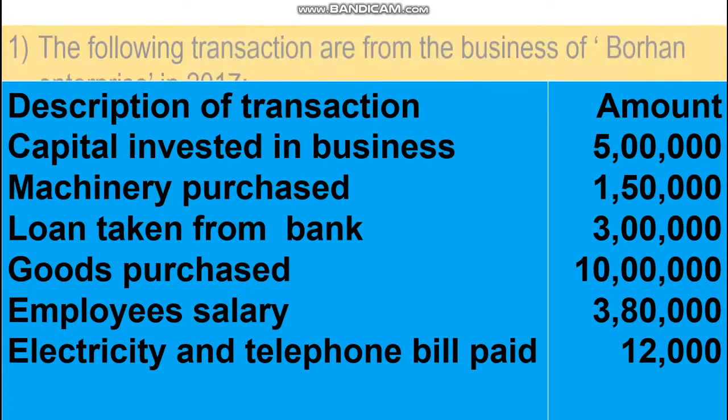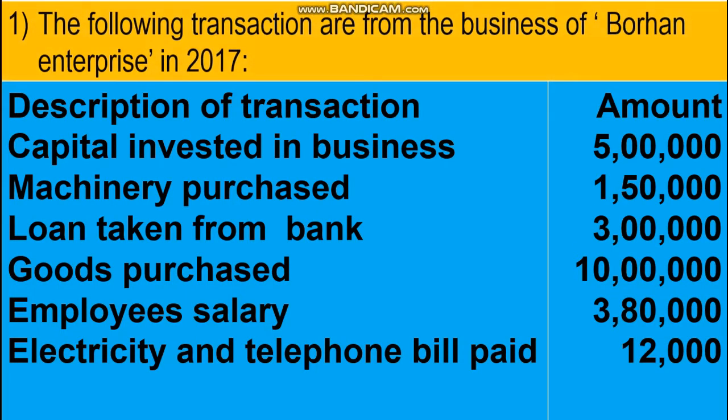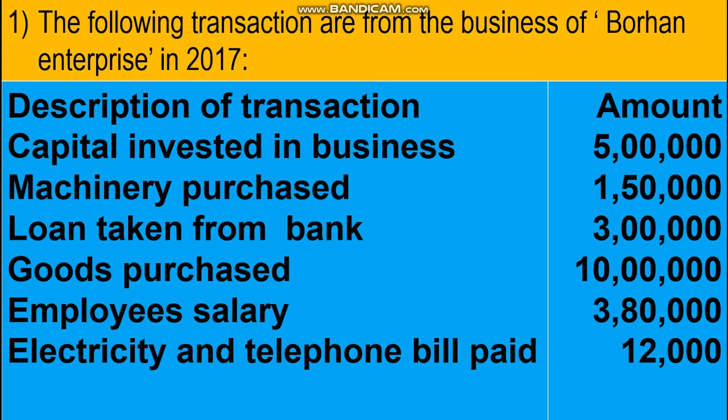Let's come to our class. Dear student, this is a practical problem from your books. So if you have books, take your books, then it will be easier for you to find the answer. The following transactions are from the business of Borhan Enterprise in 2017. Look at, we have some transactions: capital investment in business, machinery purchase, loan taken from bank, goods purchase, employee salary paid, electricity and telephone bill paid.